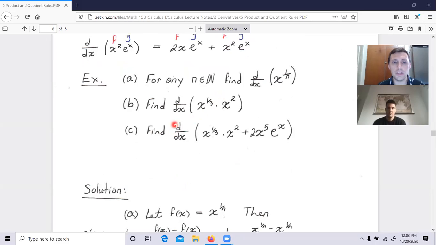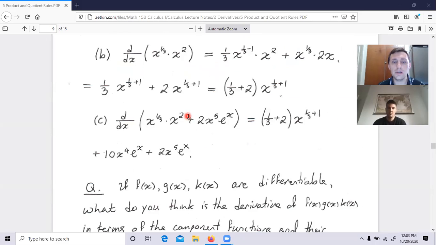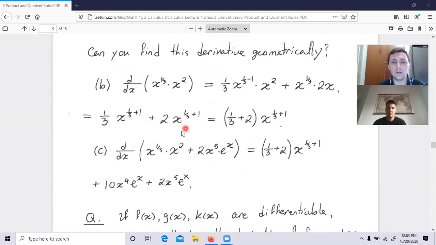So, okay, what's the derivative for C? Very simply, we already observed the derivative for x to the 1/3 times x squared. It's a product. I did it here by product rule because I wanted to be consistent. I cannot just use the power rule where I haven't proved it. So I wrote it, simplified it. It's 1/3 plus 2, x to the 1/3 plus 1. So the derivative of this part is simply 1/3 plus 2, x to the 1/3 plus 1.